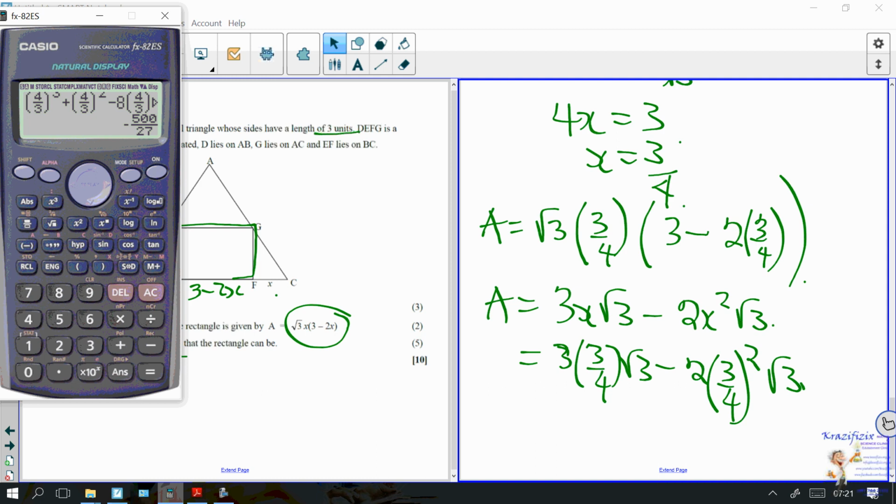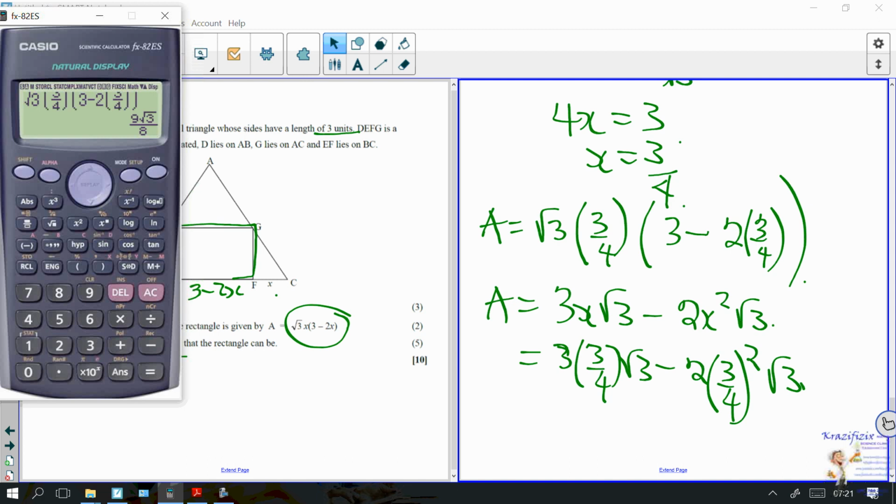I have a root 3 here, multiplied by 3 over 4. I have that bracket there, and I have another bracket. What do I have? 3 minus 2 multiplied by 3 over 4. Now remember, the number of brackets open must be equal to the number of brackets closed. I need to close this bracket again. And what do I have? 9 root 3 over 8 units.